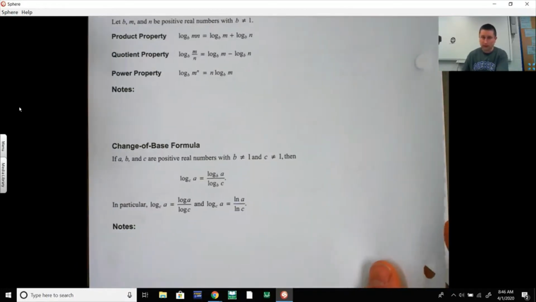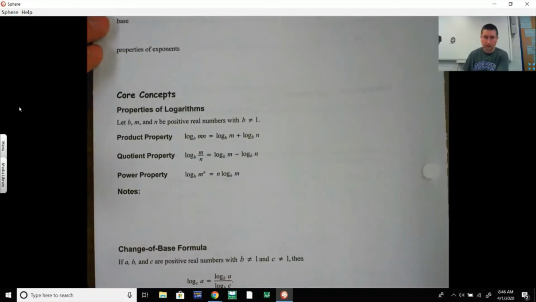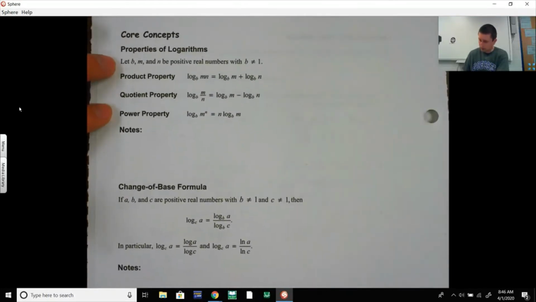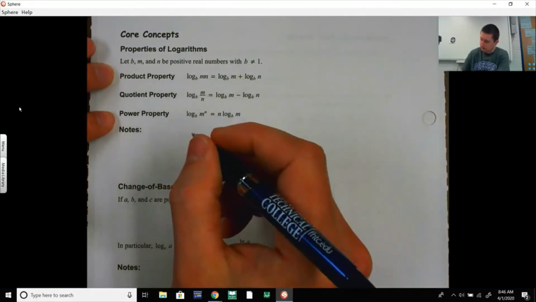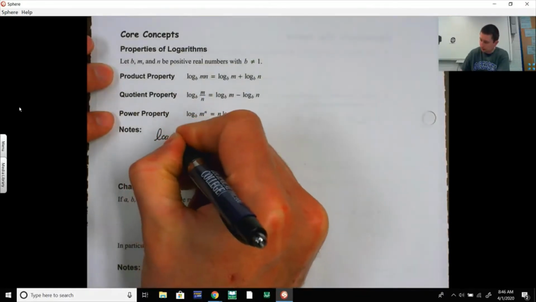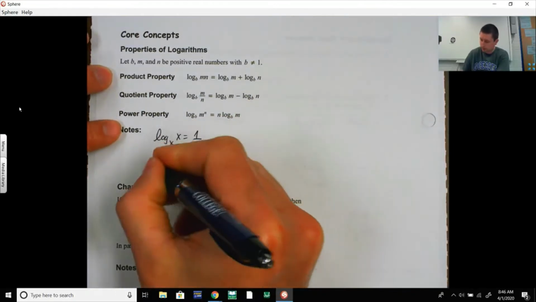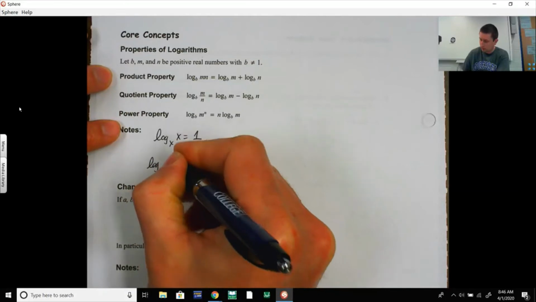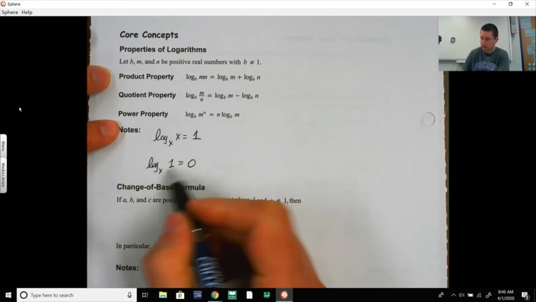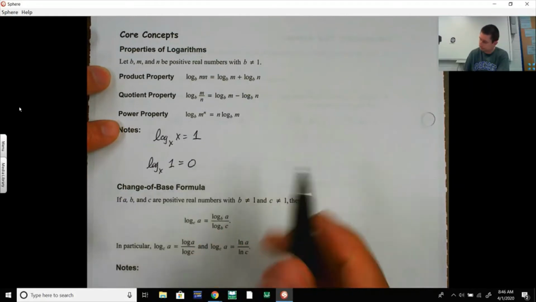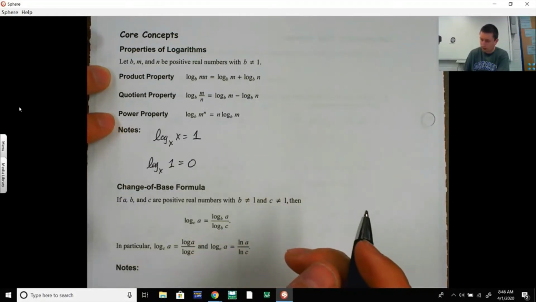Alright, so here's the summary of those. The base, we know what a base is. Properties of exponents, we've covered that. There's your product property, quotient property, and power property. Let's put log base x of x equals 1. We know that one. Log base x of 1 equals 0. Anything to the 0 power is 1. Don't forget that one. And those are the 5 main ones.